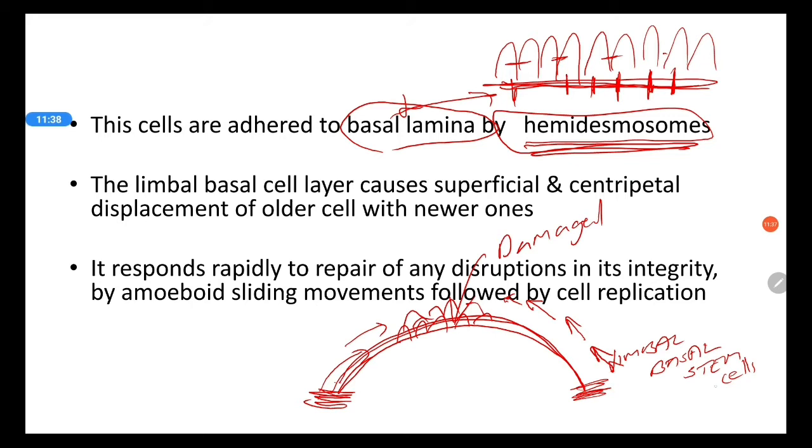Now these limbal basal stem cells have an immediate response to disruption in the integrity of the epithelium, and it is actually the amoeboid movements of these epithelial cells which helps in the regeneration. So it first moves towards the center and then it replaces the columnar epithelial cells first and then forms the superficial wing cells.